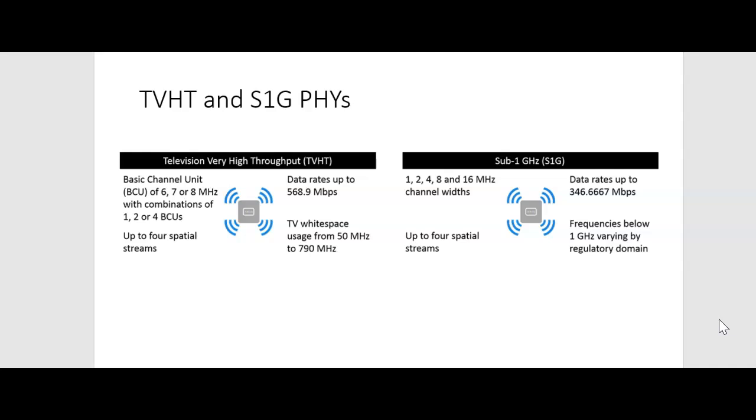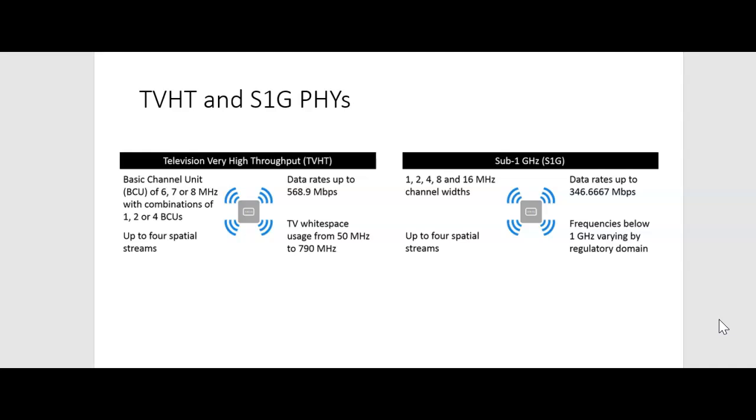And then you got the sub 1 gigahertz standard, sometimes called Wi-Fi HaLow. Now, it's designed to have long range, low data rate communications. And it was defined in 802.11ah. And it's great for Internet of Things, so industrial automation, monitoring networks. It operates at 1, 2, 4, 8, 16 megahertz channel widths.